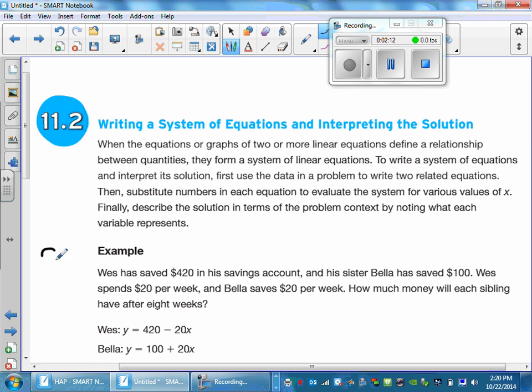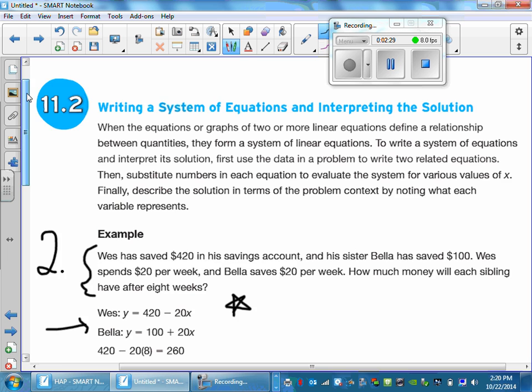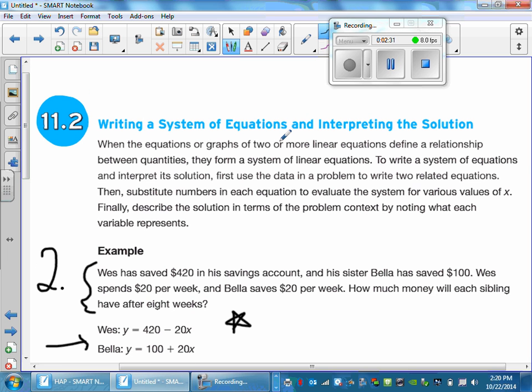So for number 2 on your notes, you need to read this example, then you need to write these 2 equations and solve. So how much money will each sibling have after 8 weeks? Write a sentence about how much they'll have. So do the math and then say Wes will have this, Bella has this. When you solve for X, what does that mean? This is your number 2 question for homework tonight.